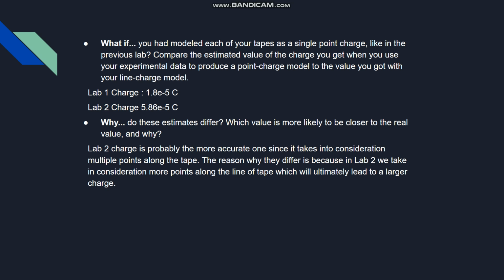What if we had modeled as a single point? Compare the estimated charge given what your experiment data would produce with a point charge model to the value you got with your line charge. So we're just comparing the two. Lab 1, we got 1.8 times 10 to the negative fifth, and we got 5.86 times 10 to the negative fifth. Why are these different? They probably differ because we're taking a lot more into consideration in Lab 2, and since we're adding multiple points, we're getting a more accurate description of what this model is. And ultimately, that is why it's larger. If we take more points and we add them together, that is why we will get a bigger number.